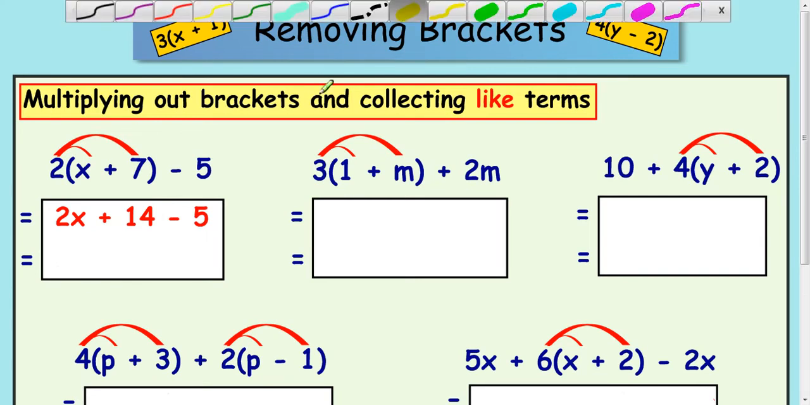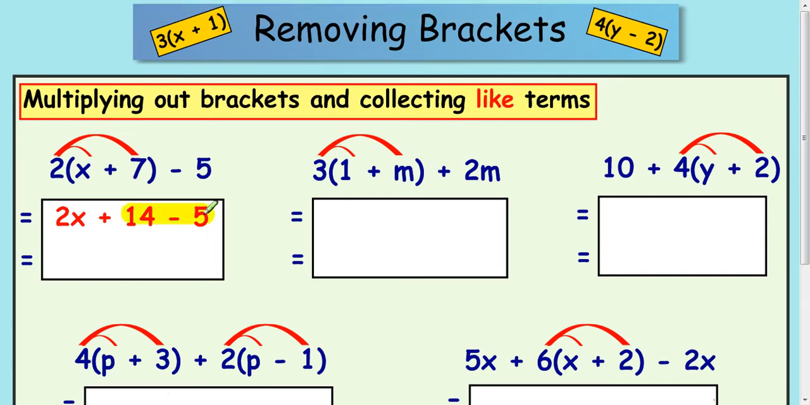Now, we can simplify this because we've got two numbers. We've got 14 and a takeaway 5. And 14 takeaway 5 is 9, so we can rewrite this as 2x plus 9. And that's your collecting like terms part in the title.